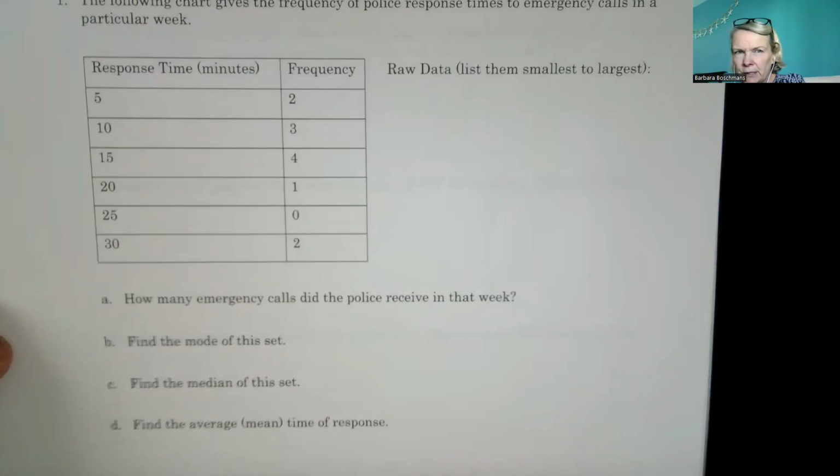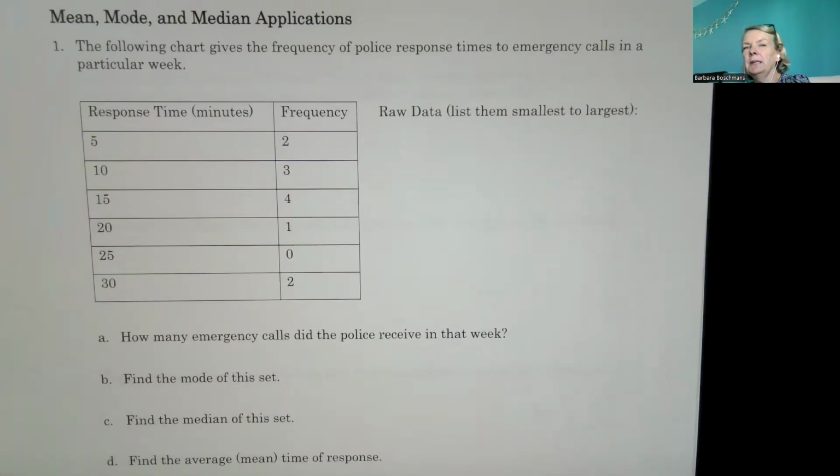Part 2, these are the applications. This is going to be another one where you're going to go on the discussion board and share some of these problems, but you should try them all.